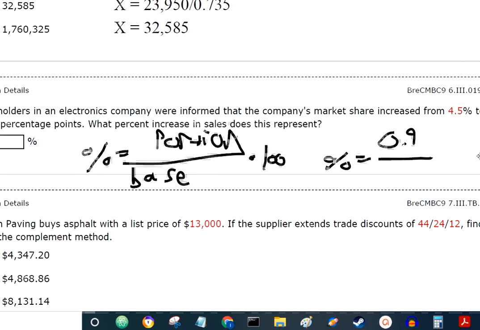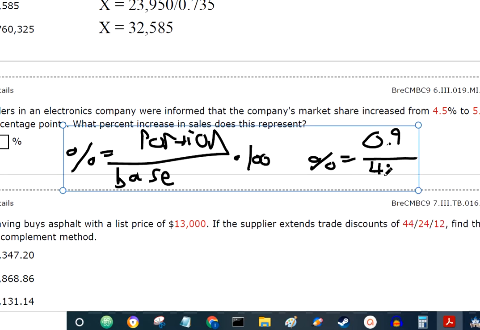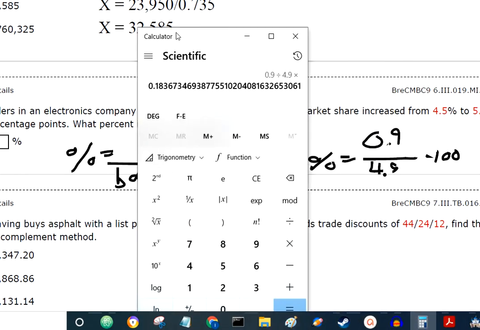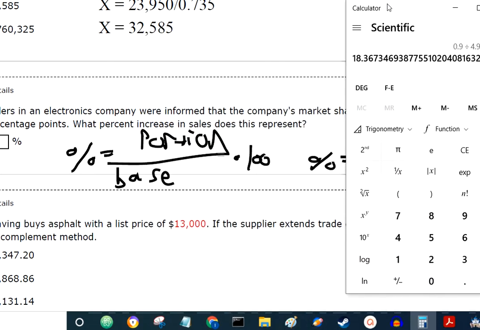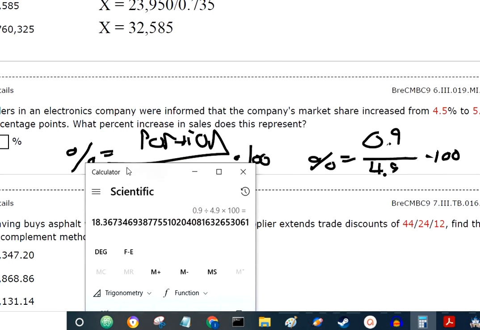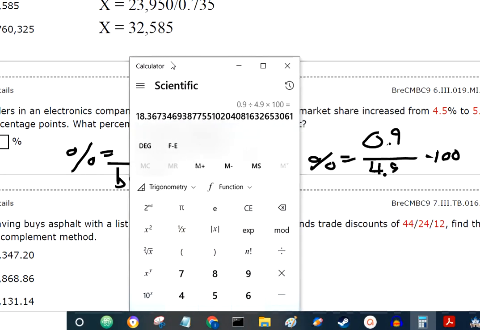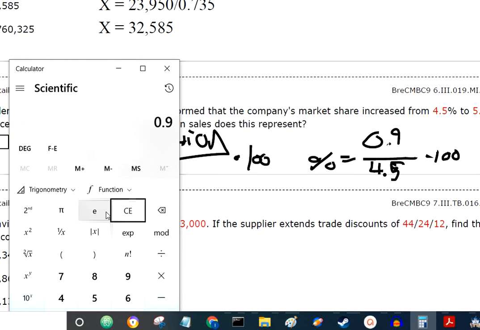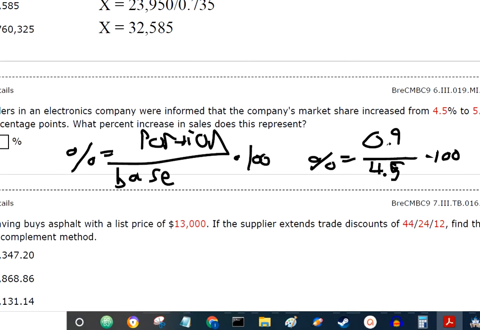The base is the starting amount. It started at 4.5%. And then we multiply by 100 to finish converting it. So for this question, 0.9 divided by 4.9 times 100. They said the nearest... it doesn't say for the decimal, huh? Let me just make sure I got that right. 0.9 divided by 4.5. Oh, I typed it in wrong. It's my sloppy writing here. This is 4.5. So if I type that in correctly, that's why they didn't ask for decimal places, because there's no decimal places. It's a 20% rise.